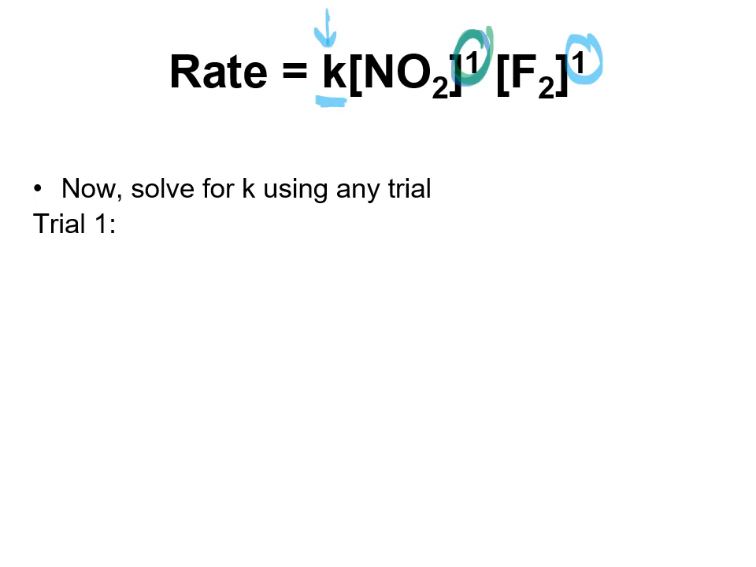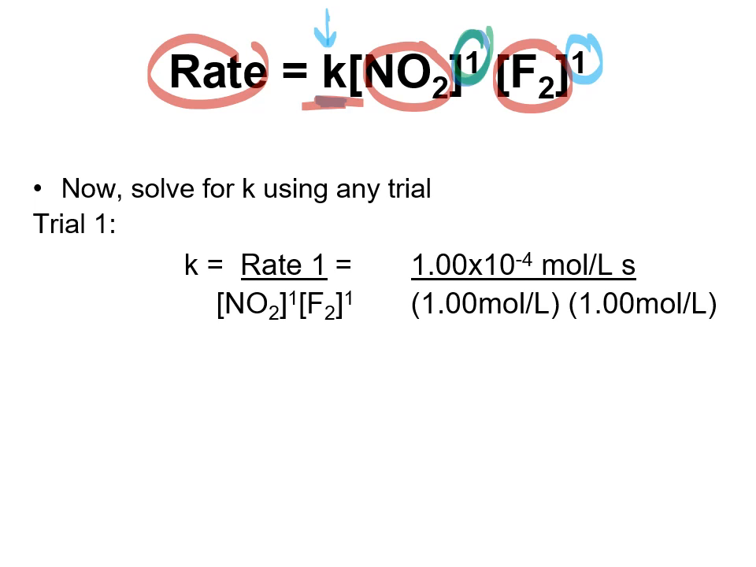Essentially, just pick any one of the trials, take the rate from the trial, take the concentration of NO2, take the concentration of F2, apply the exponents, and solve for k. So let's take trial 1. We can plug in the data, rearrange for k, solve for k, and you should end up with a k value of 1 times 10 to the negative 4.